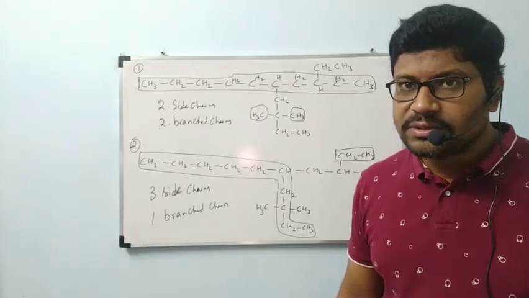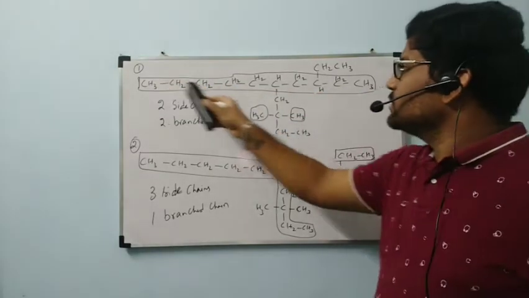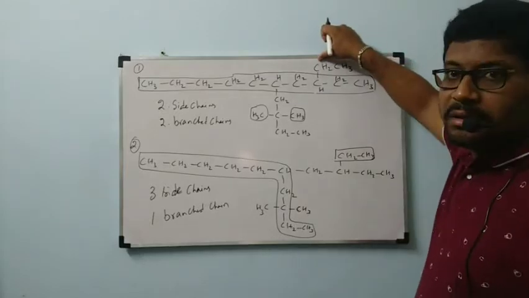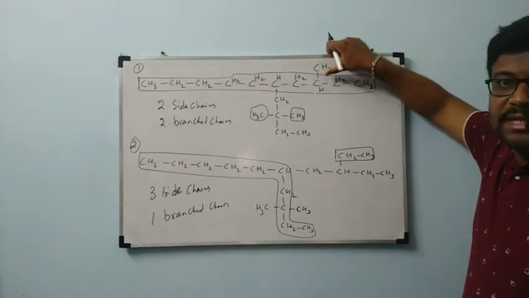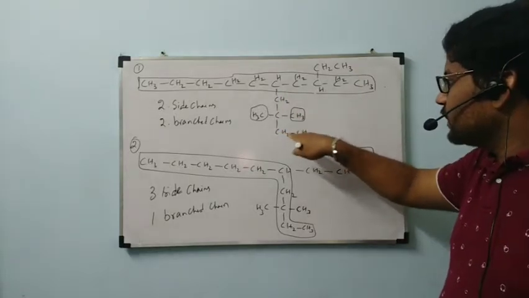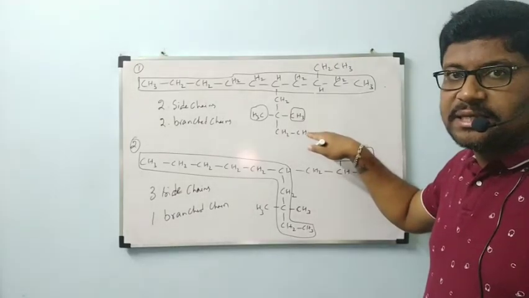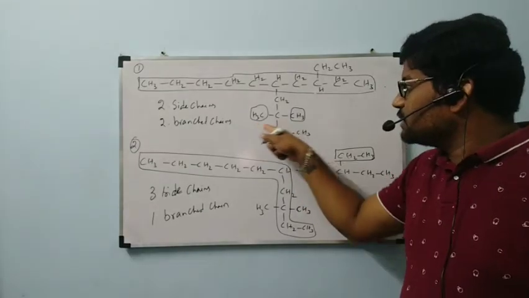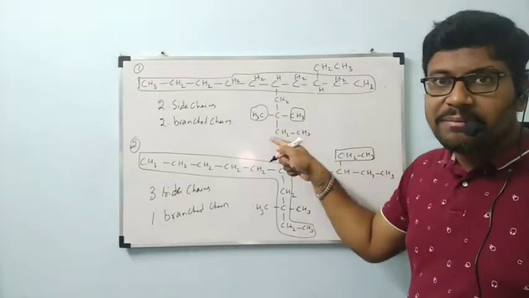According to that, this is the parent chain. This is the carbon chain which is directly bonded to a parent chain carbon. This is one side chain. And this one is directly bonded to a parent chain carbon, second side chain. So it has two side chains. Now my question is, are these carbons directly bonded to the parent chain? No, they are bonded to a side chain. That's why these are called branched chains.